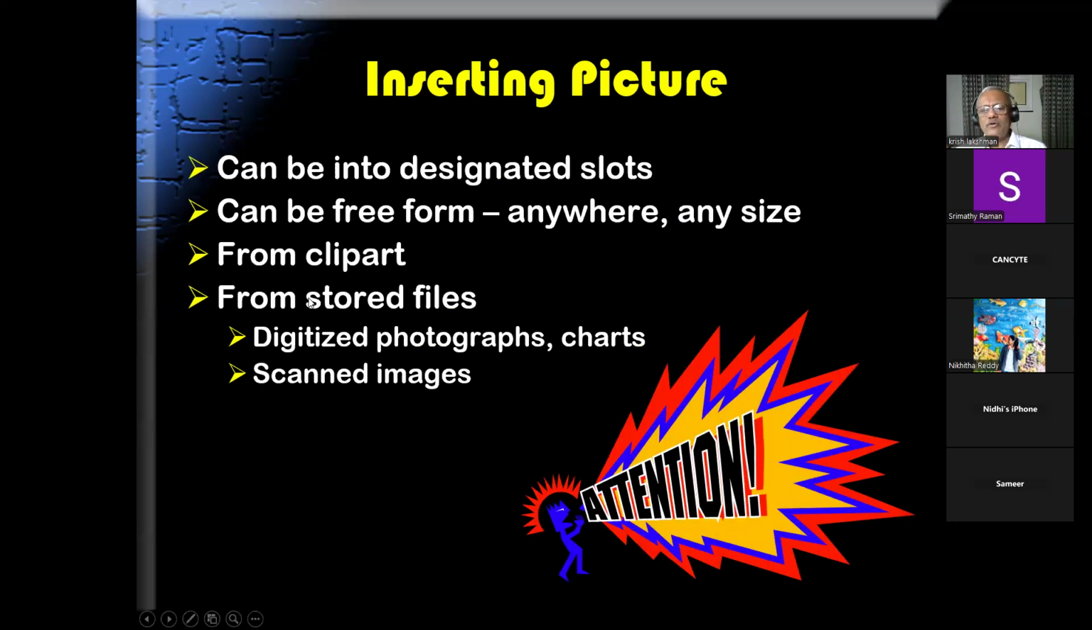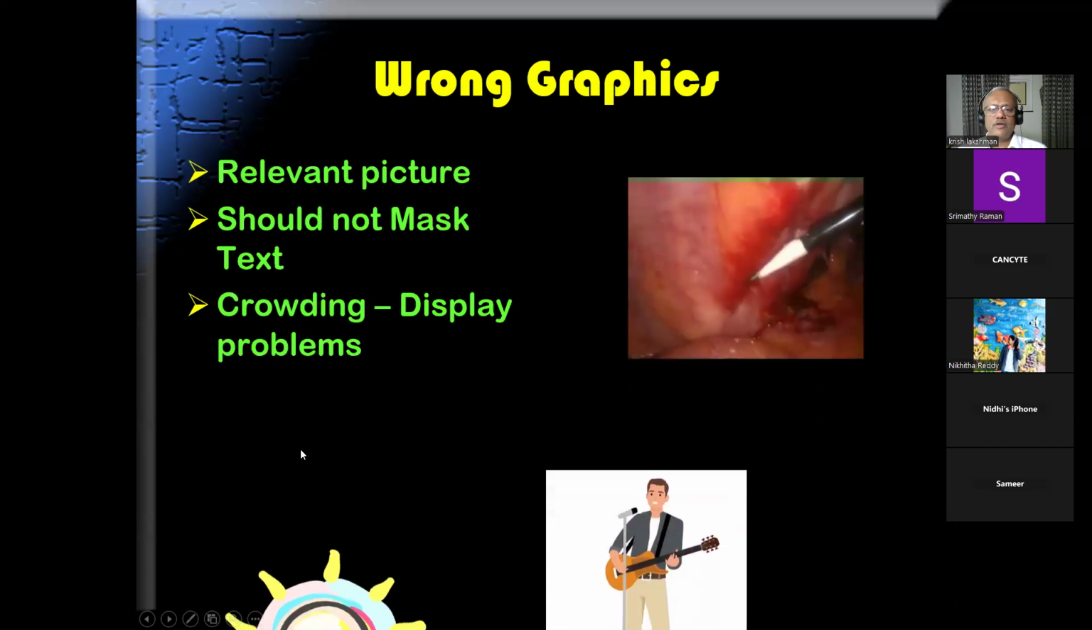You can put it into design slots. As you know, PowerPoint gives you little squares where you can put your slots. It can be free form. You can put it anywhere and any size. You can have many clip arts. You can have digitized photographs and scanning. A whole lot of graphics can be used. But then, as I said, again, having a garish graphic like I have here is just to tell you that such things are a big distraction in a scientific presentation.